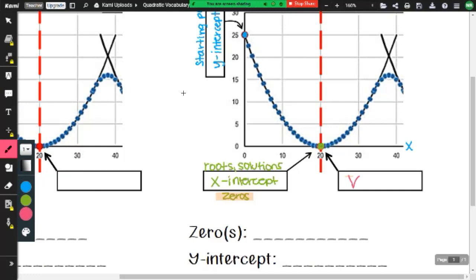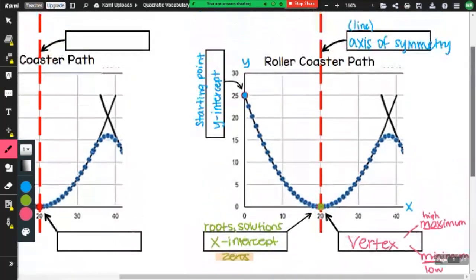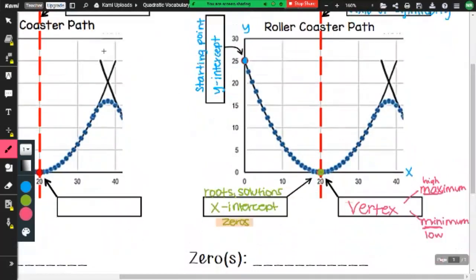Our lowest or our highest point, our maximum or our minimum for vertex. It can be our maximum if it's considered a high point, or it could also be considered our minimum when it is a low point. Now, in this particular example, are we looking at a maximum or a minimum? Minimum, because if you look at the title, we're talking about a roller coaster's path. It's going down low, okay?